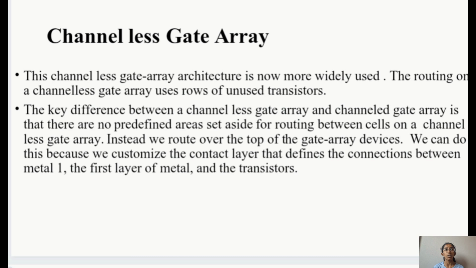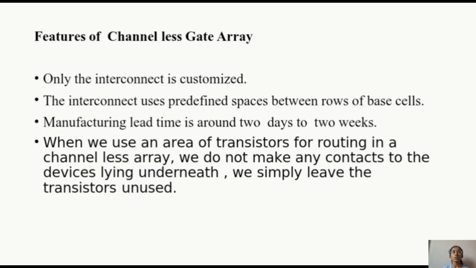We can do this because we customize the contact layer that defines the connection between the metal one, the first layer of the metal, and the transistor. Let me tell you about the features of the channelless gate array. Only the interconnect is customized, and the interconnect uses a predefined space between the rows of the base cell, and the manufacturing lead time, as I told you, is around 2 days to 2 weeks.